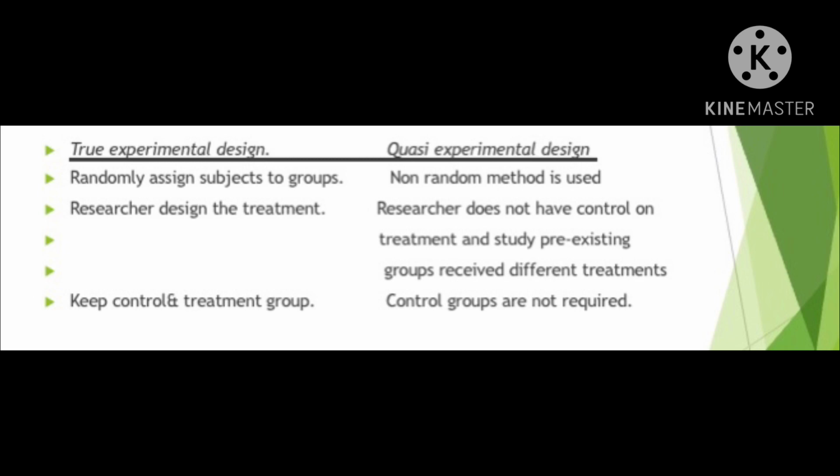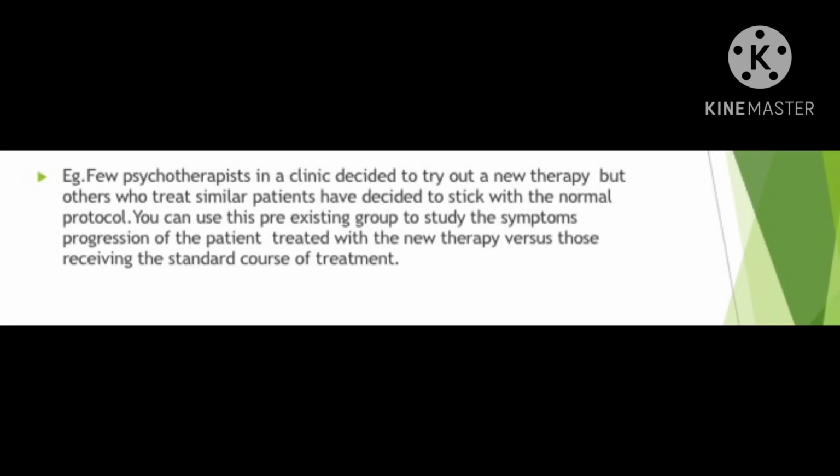Then in the case of true experimental design, we keep a control group and a treatment group. There are both the groups, control group and treatment group. But in the case of quasi-experimental design, control groups are not required. Let us see an example. A few psychotherapists in a clinic decided to try out a new therapy, but others who treat similar patients have decided to stick with the normal protocol. You can use these pre-existing groups to study the symptom progression of the patients treated with the new therapy versus those receiving the standard course of treatment.